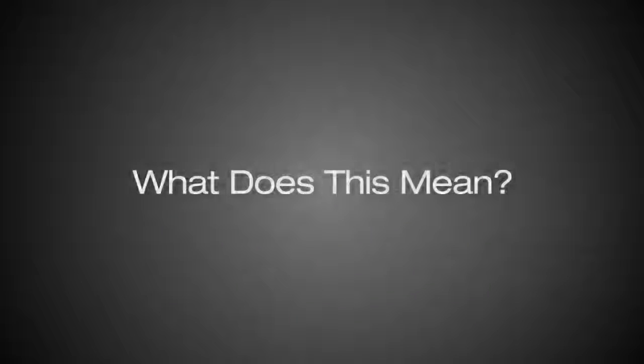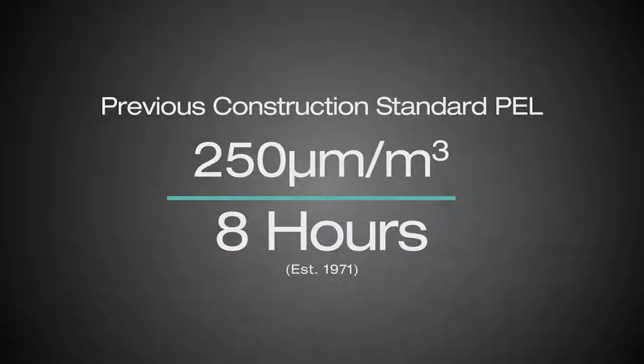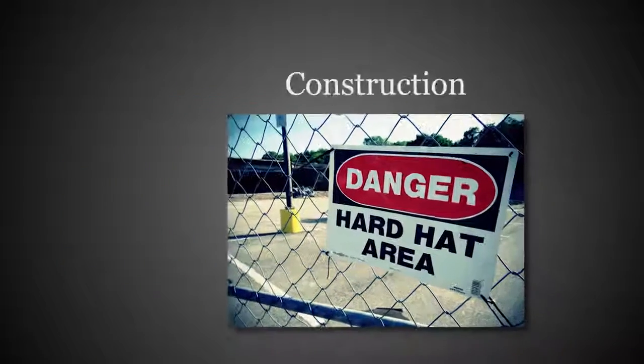So what does all this mean? The 8-hour time-weighted average part is too complicated to get into here, but what can be said simply is the new standard is basically 1/5 of what was previously allowed for construction. OSHA is issuing two standards, one for construction and the other for general industry and maritime. In this video, we'll be focusing on the construction standard.